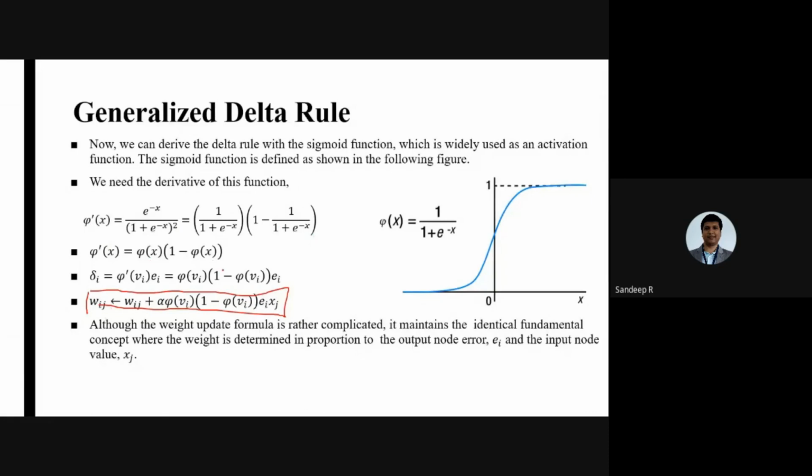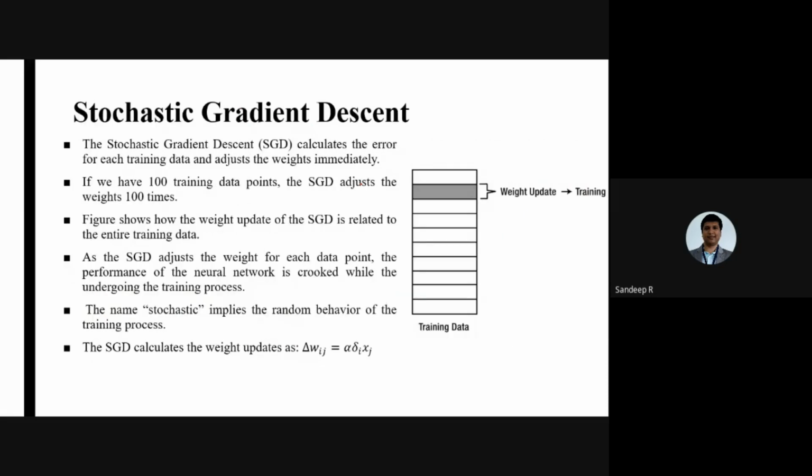So simplifying this, we have Wij plus alpha into activation function into 1 minus activation function output into Eixj. So this is how the weight update would happen as per the generalized delta rule. The equations are simple, okay?